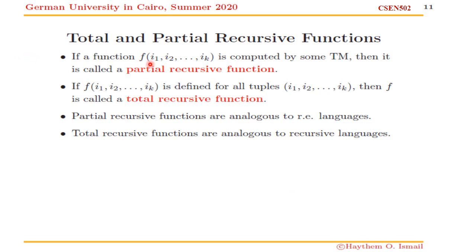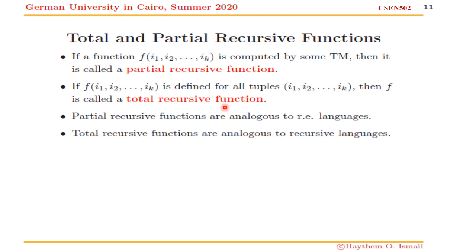Okay, if a function f of k inputs is computed by some Turing machine, we say that this function is a partial recursive function. So any function that can be computed by a Turing machine in the sense that we just described, meaning if you give the Turing machine a certain input and it leaves on the tape the value of f on that input, then it's computing this function. Then this function f is called a partial recursive function. It's computable, all right? Further, if this function is defined for all possible inputs, then we say that it's a total recursive function.